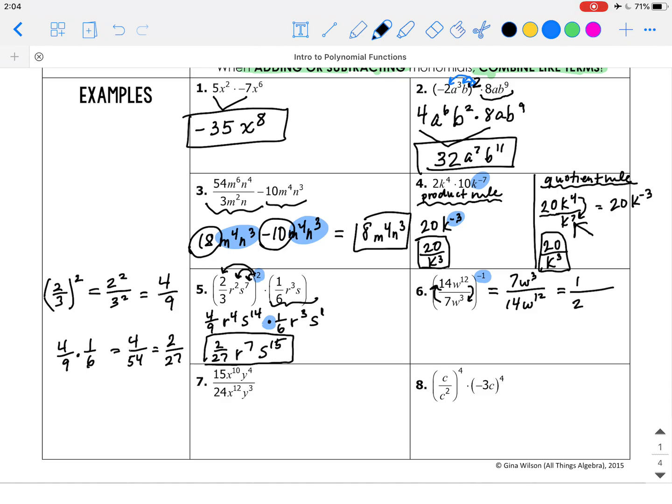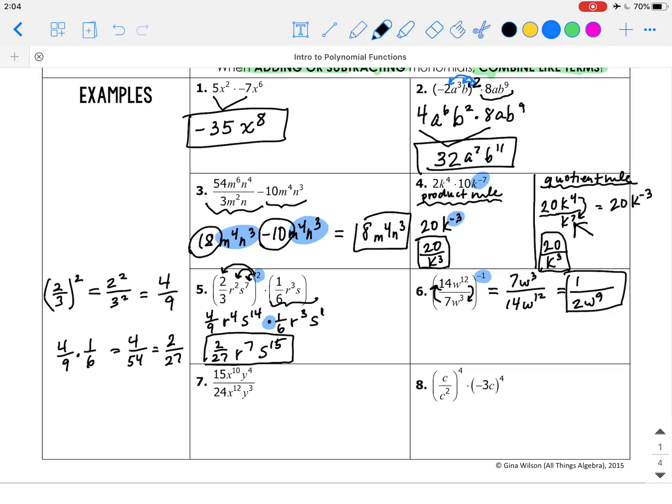And now I have 3 minus 12 since it's the quotient rule. So 3 minus 12 gives me negative 9. Since it's negative, I'm going to bring it into the denominator. And there we go. So we are done.